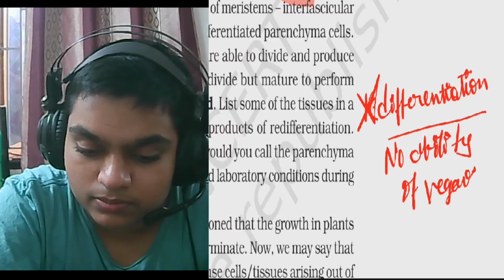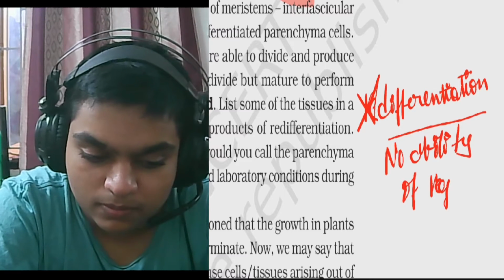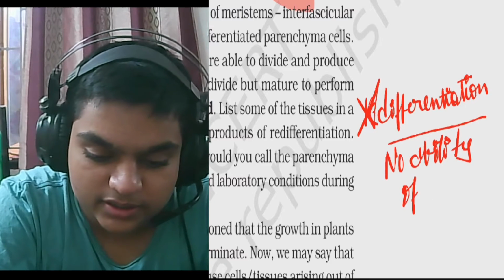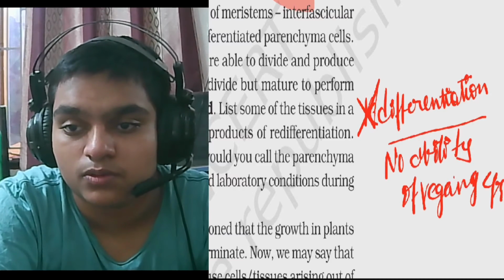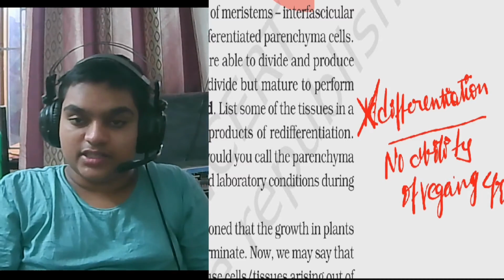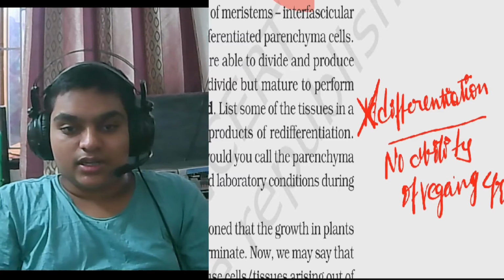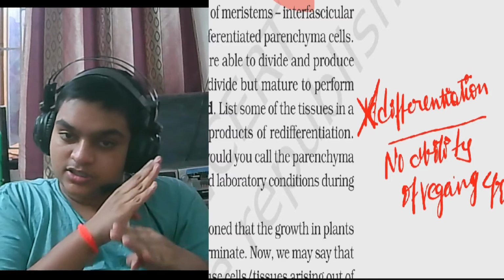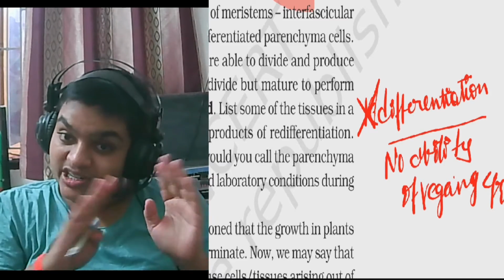Regaining growth once they have divided. But in dedifferentiation, they can possess the ability. How to remember this trick? In redifferentiation, what happens? There is no ability of gaining differentiation. Only differentiation happens.